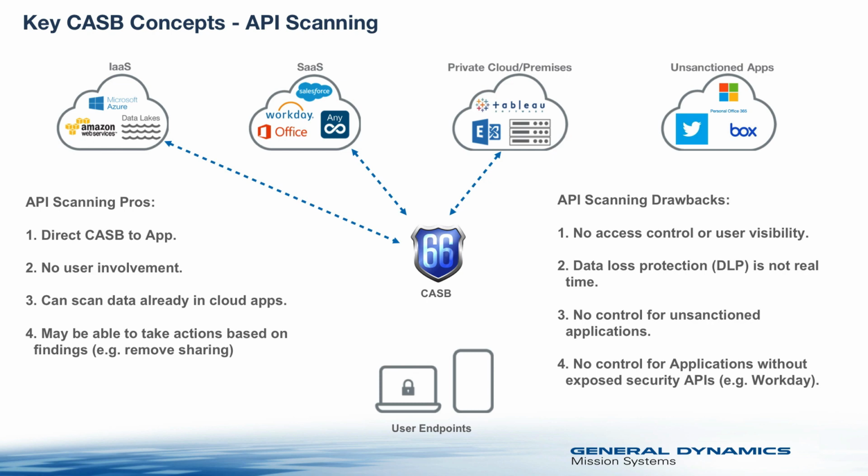Data loss protection is not going to be in real time when you deal with an API. No matter how fast an API is, it's always going to be after the fact. Studies show that within the first 30 seconds of a file being put into an unsecured cloud location, that's usually 90% of the time when it's gone. So if you're counting on APIs only, you're racing the clock to see if your API can catch it before that malicious user or other third party that you don't want to have access to that data gets to it first.